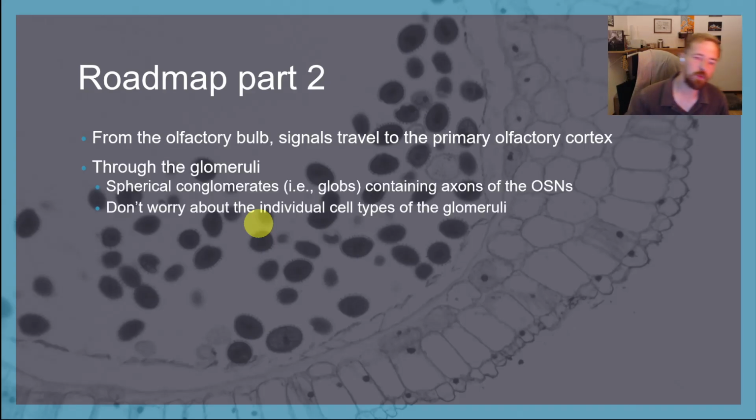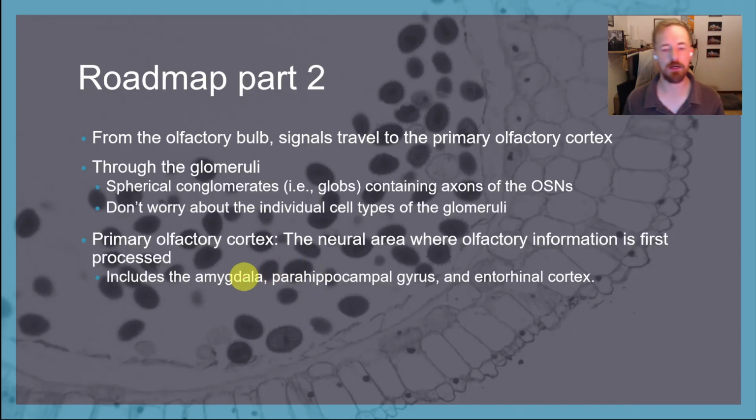From there, we're going to go through, I mentioned, the glomeruli, but that's part of the olfactory bulb. But from there, it's going to make its way over to the primary olfactory cortex, which is where a lot of that is going to be further processed so that we can understand what it is that we're smelling.